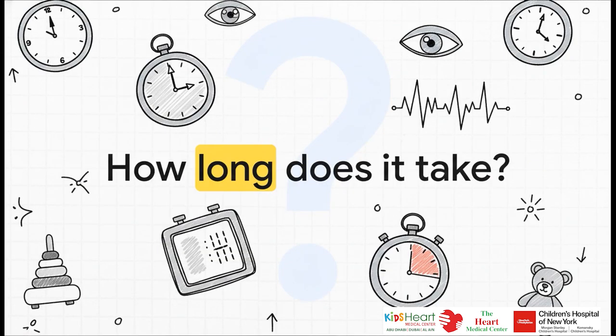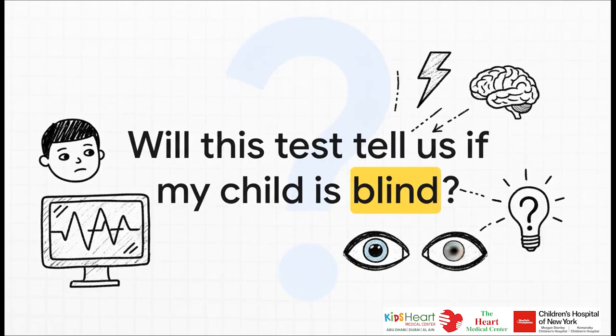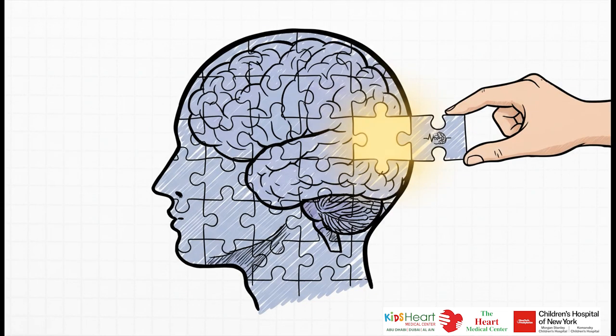Let's talk practical stuff. How much time should you actually set aside for the appointment? So typically, the test itself takes somewhere between 20 and 45 minutes. The main thing that changes the time is just how calm and cooperative your child is feeling on that particular day. Now, this is a really important one for managing expectations. What kind of definitive answer does the VEP actually give you about blindness? So, the VEP test doesn't give a simple yes or no answer to that question. Think of it more like a vital piece of the diagnostic puzzle. It tells us if the visual signal is successfully making that journey from the eye all the way to the brain. And that information is absolutely crucial for a neurologist to build a complete, accurate picture of your child's vision.